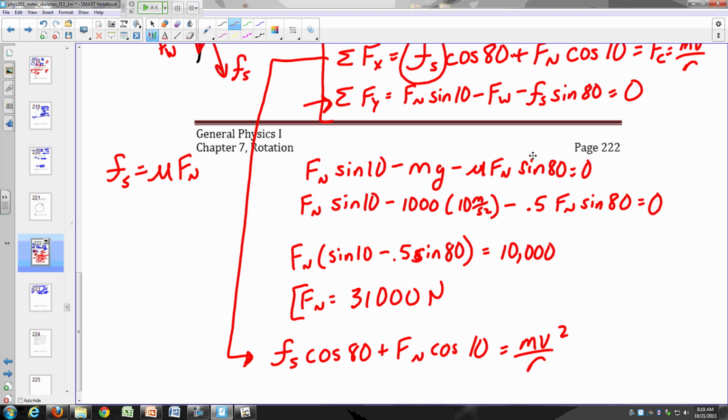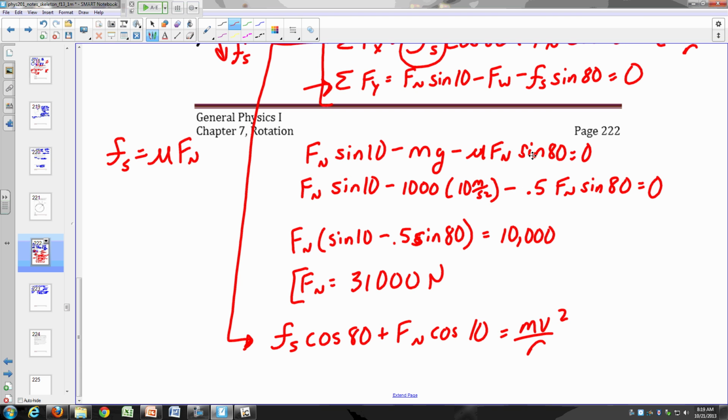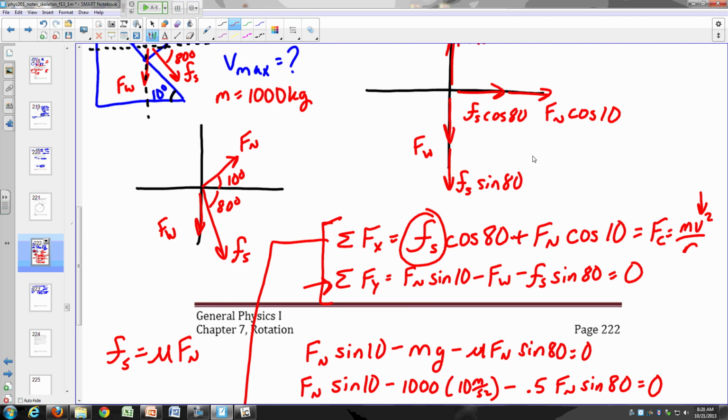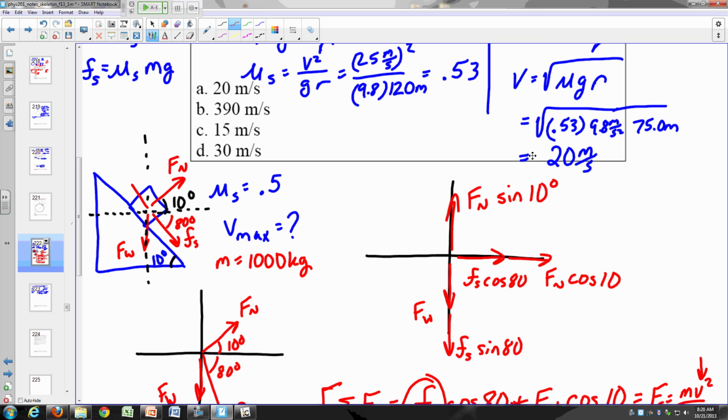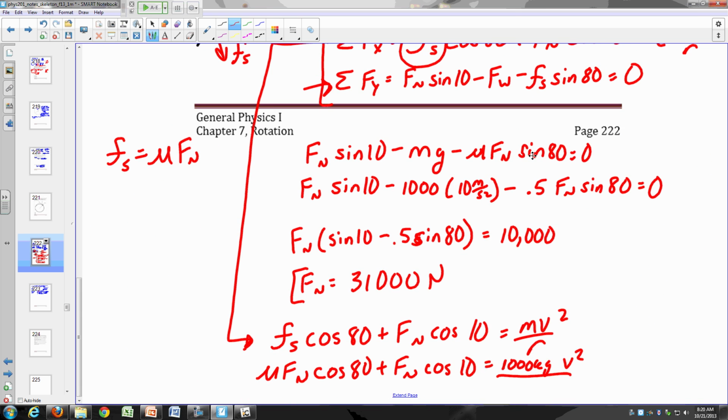And here in this case you only have one unknown, and that's the velocity, because now you know Fs, that's mu times the normal force, cosine 80 plus Fn cosine 10. You know the mass, 1,000 kilograms, v squared, and then r I gave you as well. What was r? Oh, I didn't give you r. Well, let's say you're looking for a certain radius. Let's say that r equals 50 meters. All right, and then you can solve for v in that case, once you know Fn.